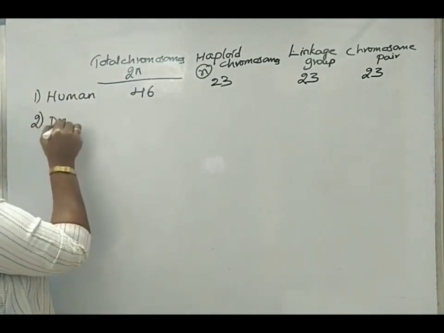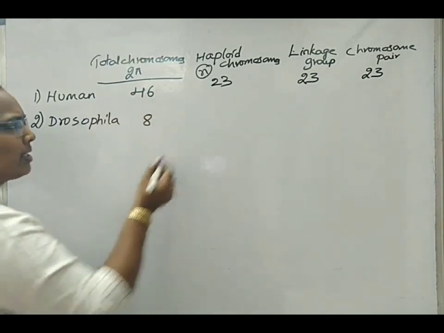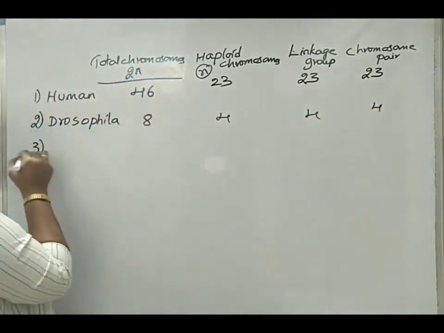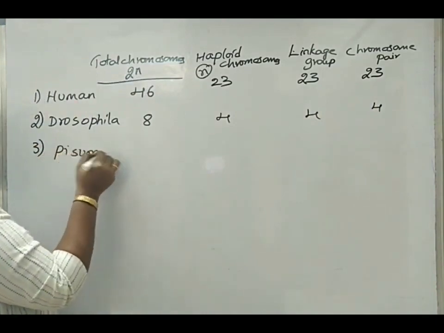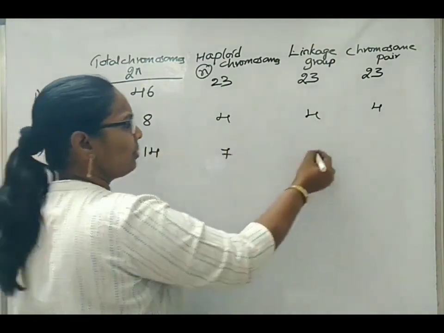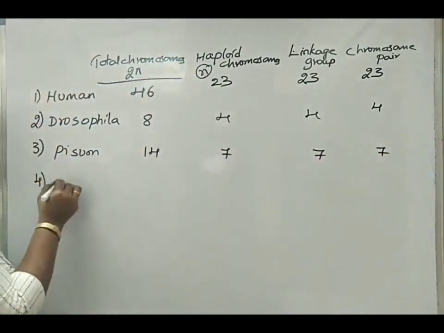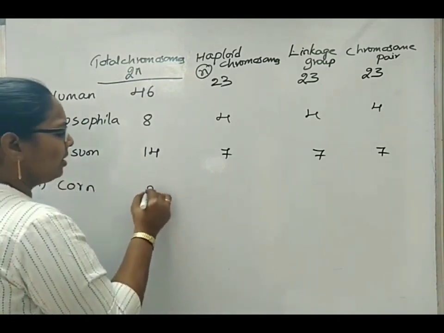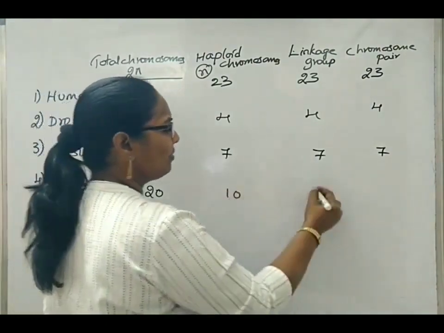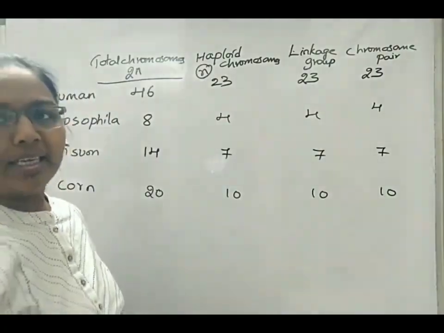Second example, if you take Drosophila, the total 2n condition is 8, then everything will be half of that. Third example, Pisum sativum. Here the total number of chromosomes is 14, then haploid number and linkage groups are half of that. Fourth example is the corn plant. Here the 2n condition, or total number of chromosomes, is 20, then half of that is equal to the haploid number of chromosomes or the number of linkage groups.